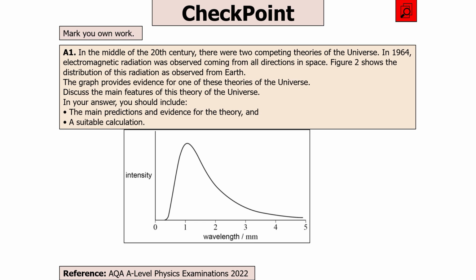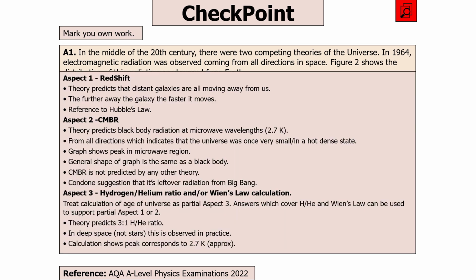Right, so in this question, the first aspect is redshift. The theory predicts that distant galaxies are all moving away from us. The further away the galaxy, the faster it moves, which links into Hubble's law, that v is proportional to d. The second aspect is the CMBR, that second bit of evidence.